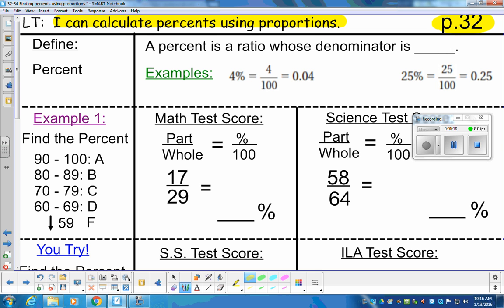Okay, so our first definition is percent. So hopefully in 6th grade you heard the word percent. Percent actually means to be out of 100. So if we look at the definition here, it says a percent is a ratio whose denominator is, and the value that you should have there is 100.